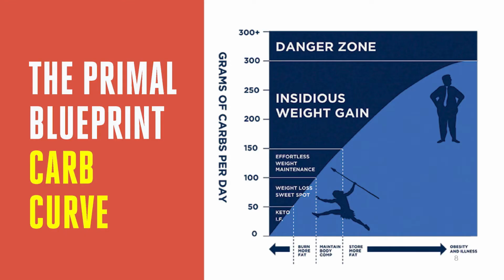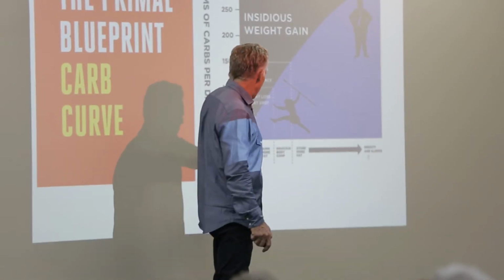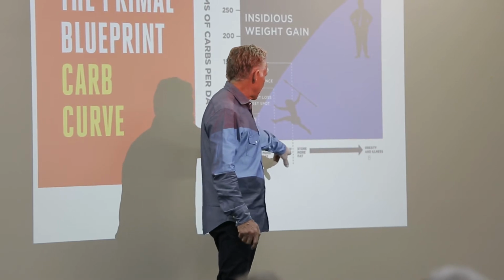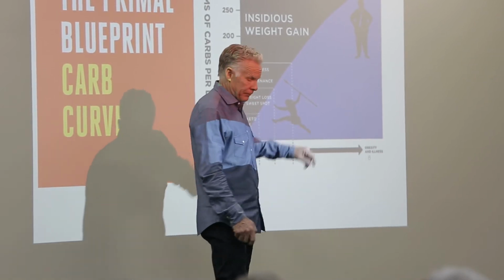This carbohydrate curve was created about 14 years ago on the back of a napkin. And to this day, it's one of my proudest achievements because I think it encapsulates pretty much everyone. This is looking at the amount of carbohydrates we might have access to in a day, and this is what happens with where we burn fat, maintain, or store more fat.